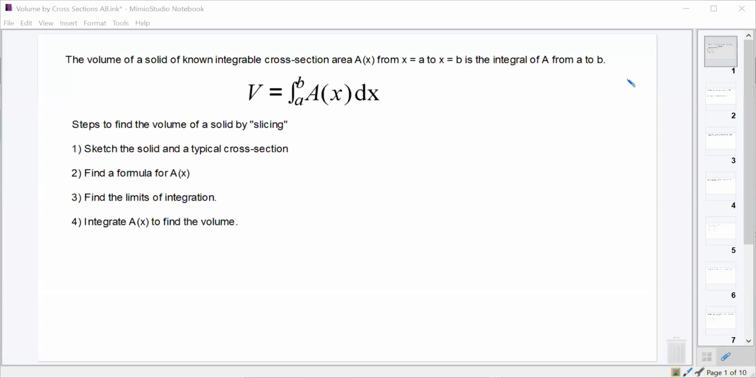So today we're talking about volumes of solids that have a known integrable cross-sectional area of something. So the question is, what in the world does that even mean? Okay. So what does it mean to have an integrable cross-section? Well, something, let's say, like a cylinder.